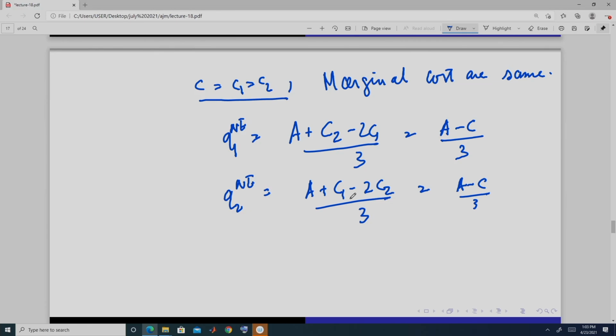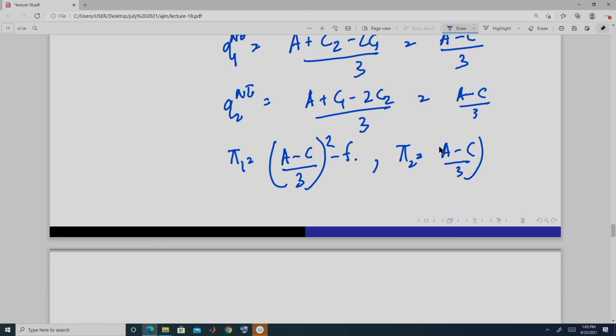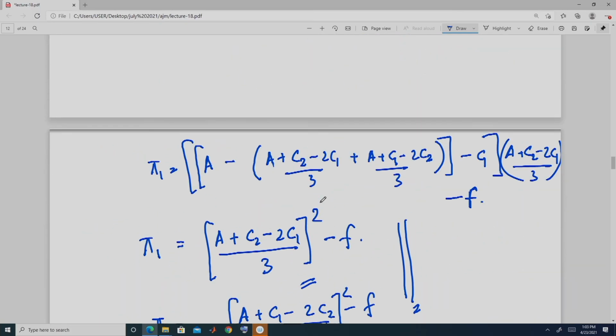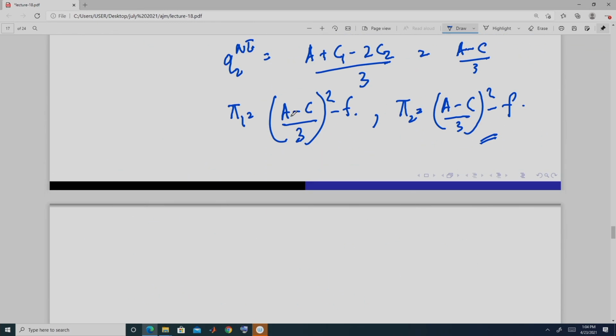right. And if you plug these outputs into the profit, the profit is going to be this, right. Simply in this function, you do the substitution, and you will get this. So, the Nash equilibrium profit of firm 1 is this, and it is this for firm 2.